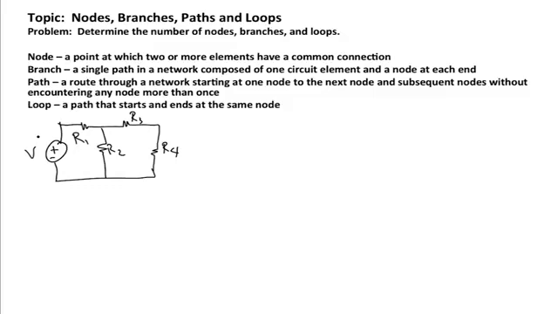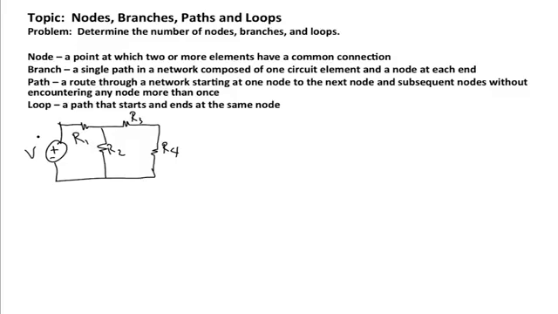So in this problem, we're looking for the number of nodes, the number of branches, and the number of loops. So let's solve this problem. The first thing is the number of nodes. How many nodes do we have? Again, a node is a point at which two or more elements have a common connection.